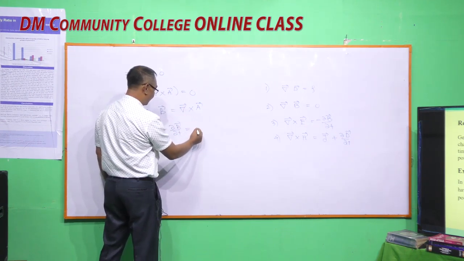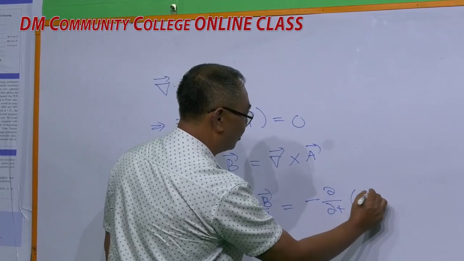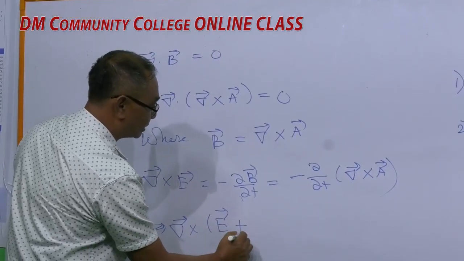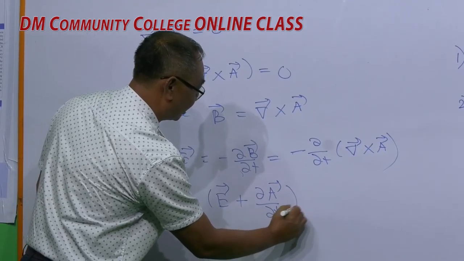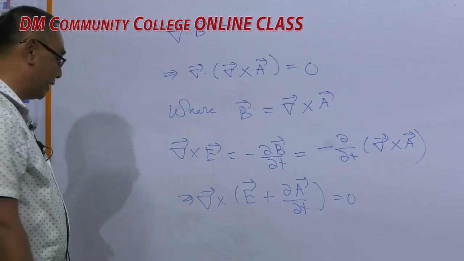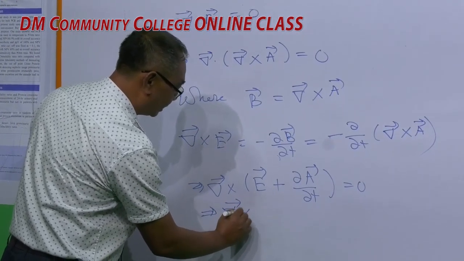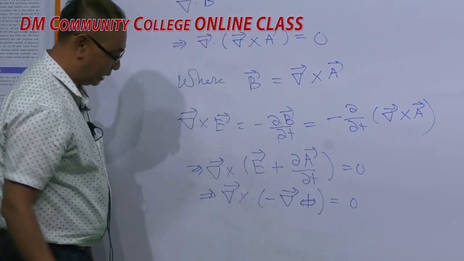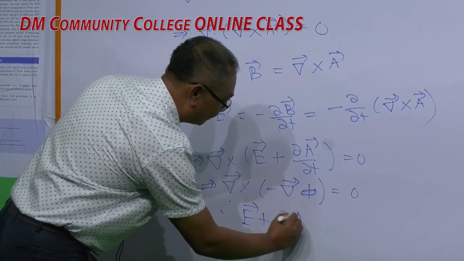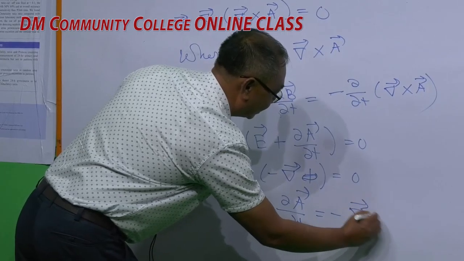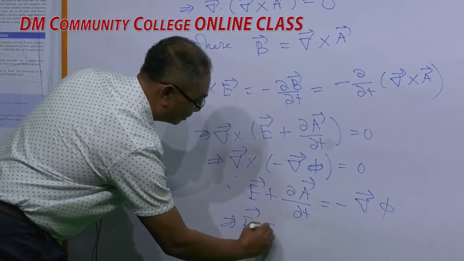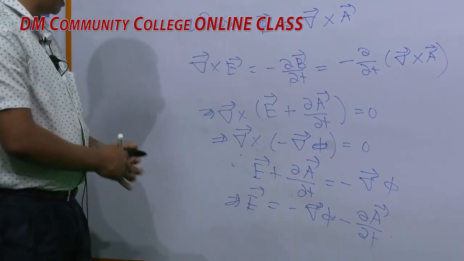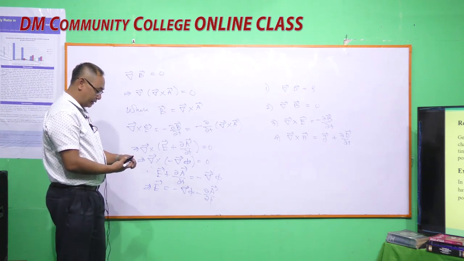In this equation, I can write the expression for B from here, so that curl of E plus del A by del t equal to 0. This also by vector calculus you can express as the curl of a gradient of a scalar function, so I can write E vector plus del A by del t equal to minus grad phi, and so E equal to minus grad phi minus del A by del t. So here the scalar function phi is called scalar potential.